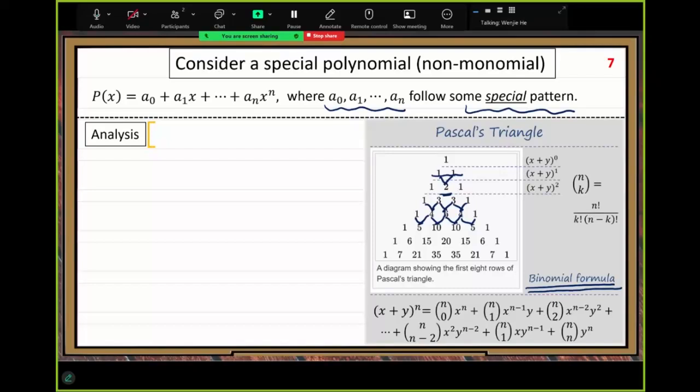Then next row, so let me erase this, so you can see clearly. Next row, 1, 3, 3, 1 corresponds to the coefficients of the binomial expression x plus y to the third. And so on. Next row to the fourth, the fifth, the sixth. That's the famous binomial formula. People also call it Newton's formula. Newton discovered this formula.